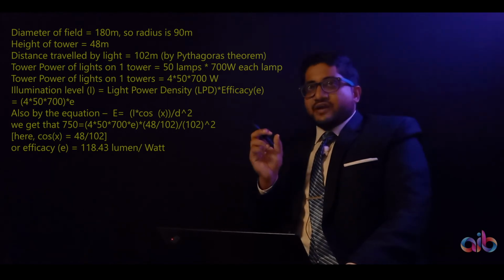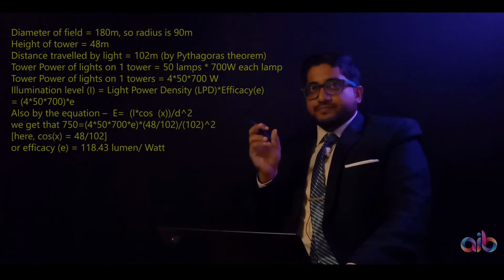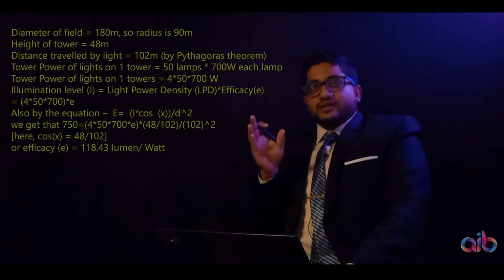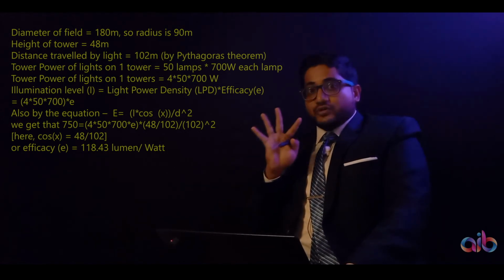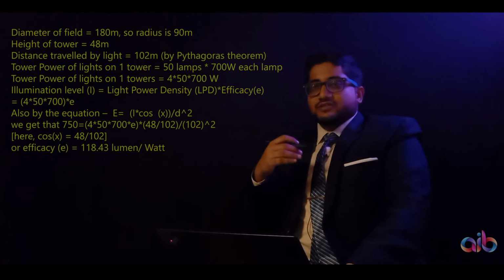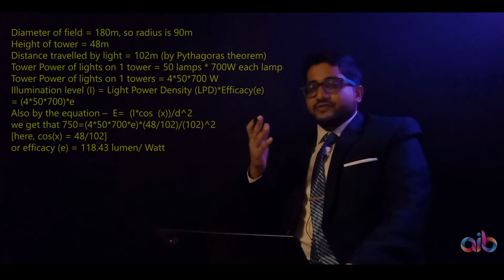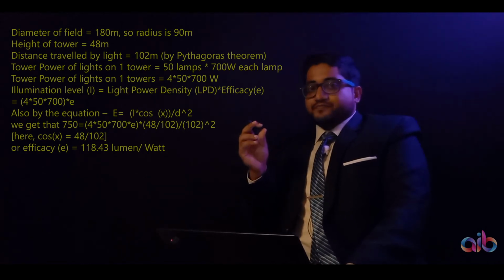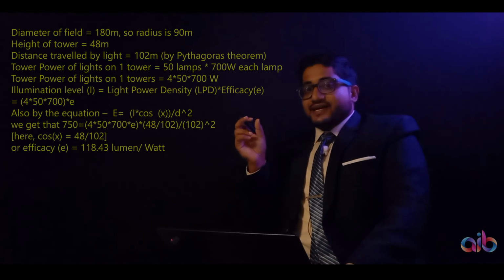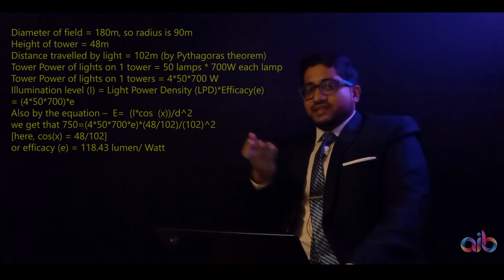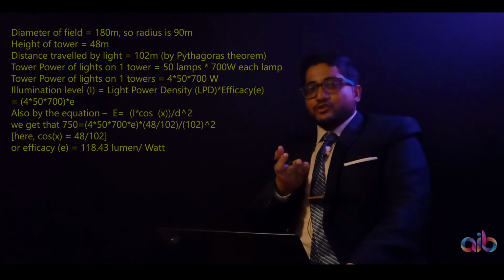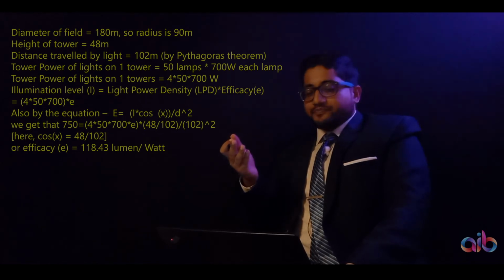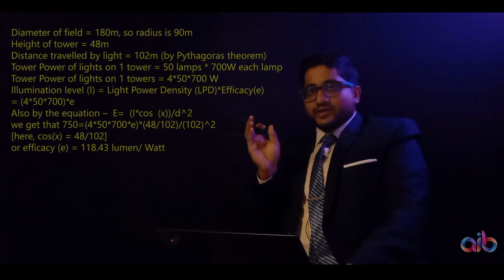So 700 watts into 50 lamps per tower, 35,000. I need not calculate also, 700 into 50 multiplied by 4 towers are there. So multiplied by 4, it will come around 1,40,000. Anyways, even if you do not calculate, multiplied by efficacy gives you the illuminance. Illuminance in lux, or lumen per square meter, they have mentioned that to be 750 lux. So now you have the entire equation in front of you. You got the linear relationship for illuminance.